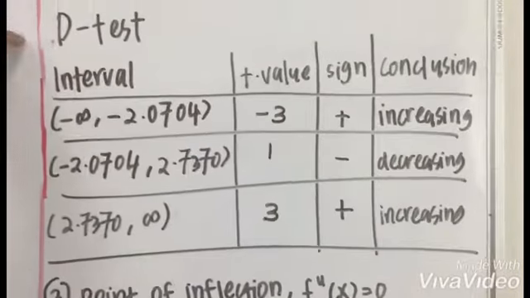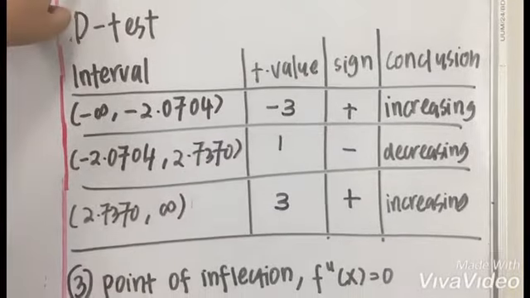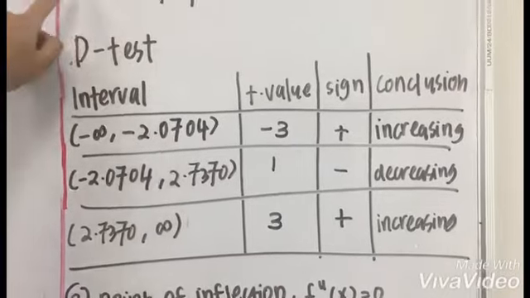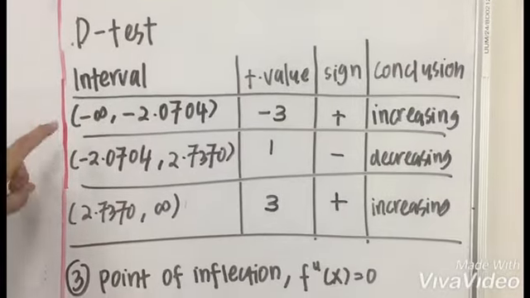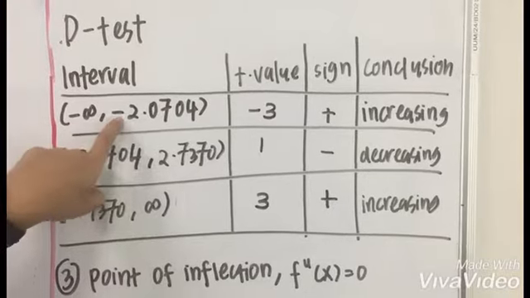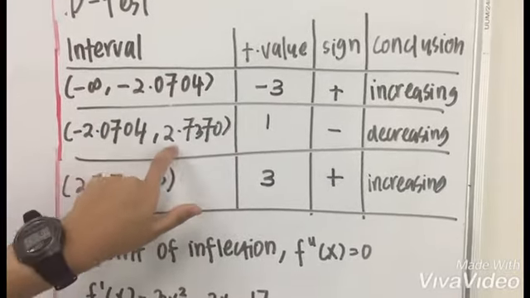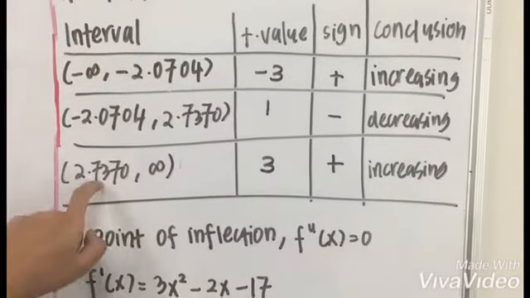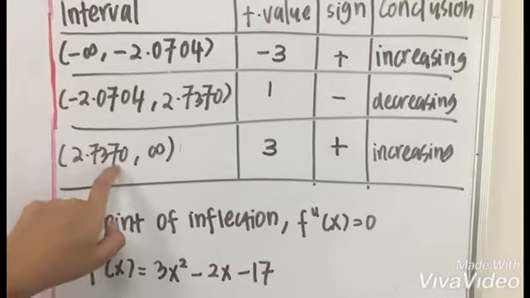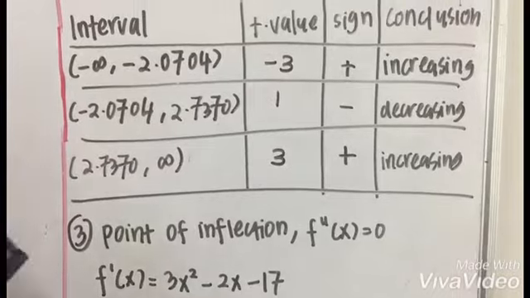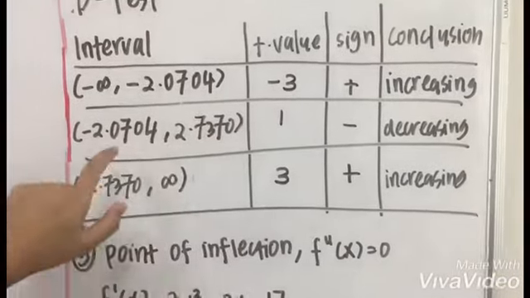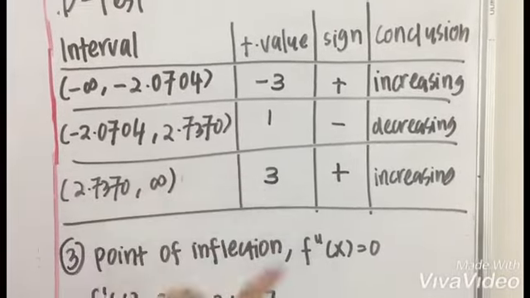Next, we use the first derivative test, and for the intervals, we have gotten 2 values of x. So we got the interval from negative infinity to negative 2.0704, the interval between negative 2.0704 and 2.7370, and 2.7370 until infinity. And for the test value for the first interval, we're going to take negative 3, for the second interval 1, and for the third interval 3.